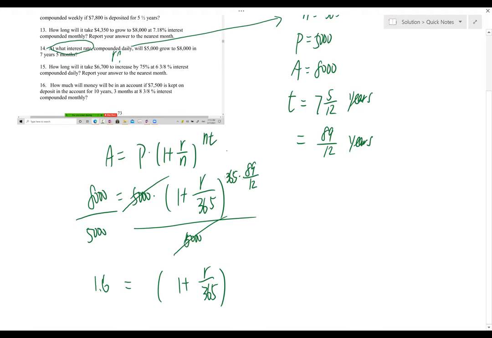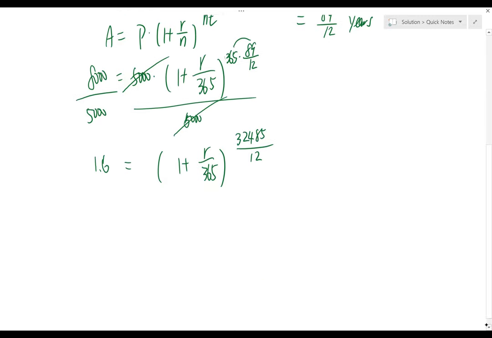And we can simplify this exponent by multiplying 365 by 89 and dividing by 12. 365 times 89, you get 32,485, divided by 12. The reason I do that is to make it slightly easier to move forward.